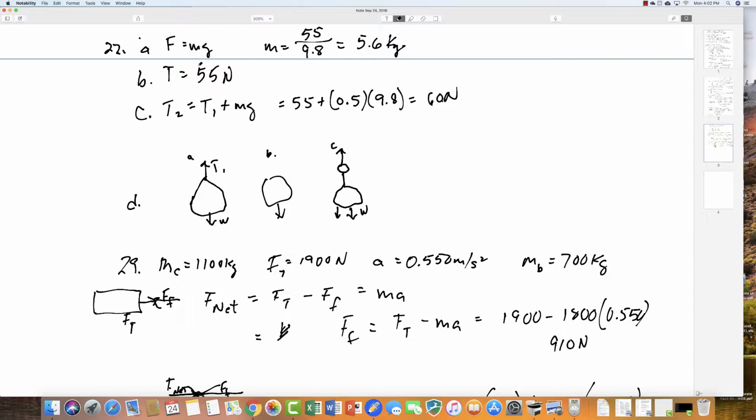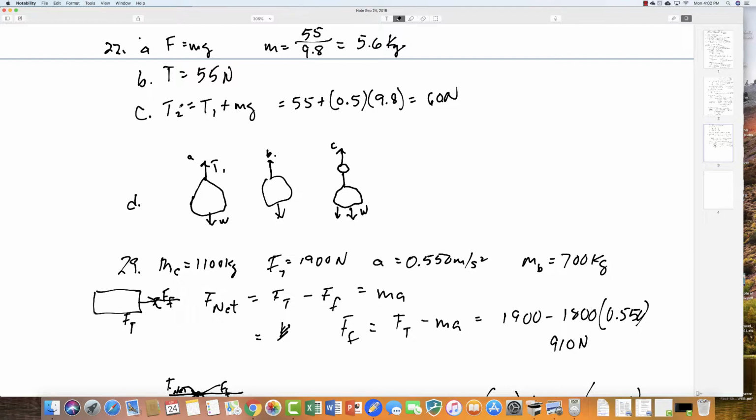B basically says, what is the tension between the cord and the ceiling? So between the scale and the ceiling. If you look at the diagram, you're looking at the tension between the scale and the ceiling, which is drawn right here. And it's the same as what the scale measures.